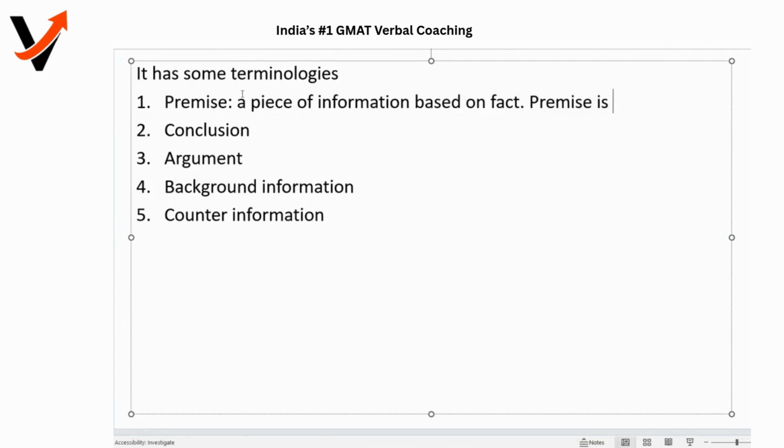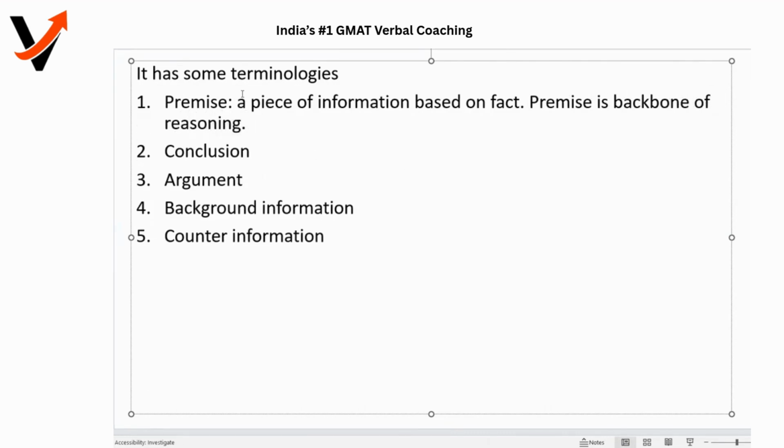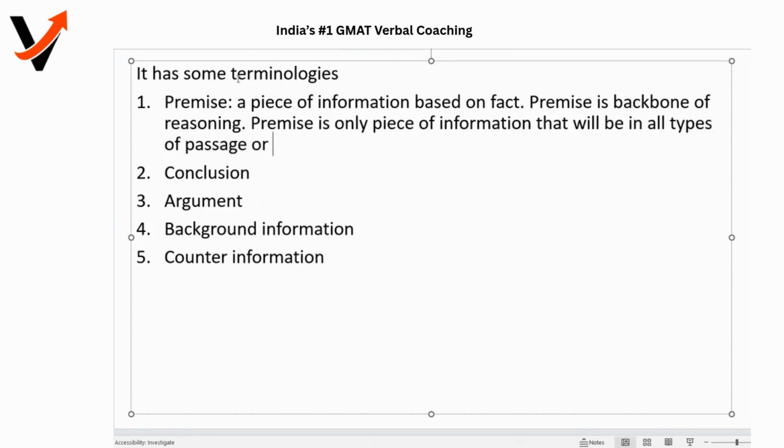Remember, premise is the backbone of reasoning. And remember, premise is the only piece of information that will be in all types of passage or reasoning. Conclusion may or may not be in the passage, but there will be a premise in every passage. Without premise, there is no passage, there is no reasoning, there is no argument. So there will always be a premise.